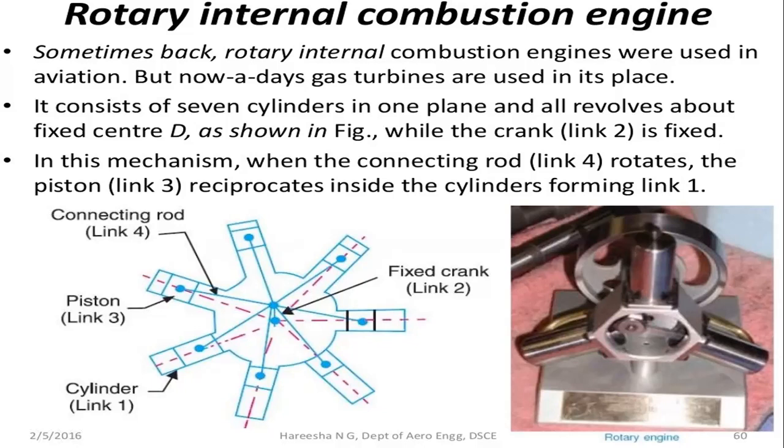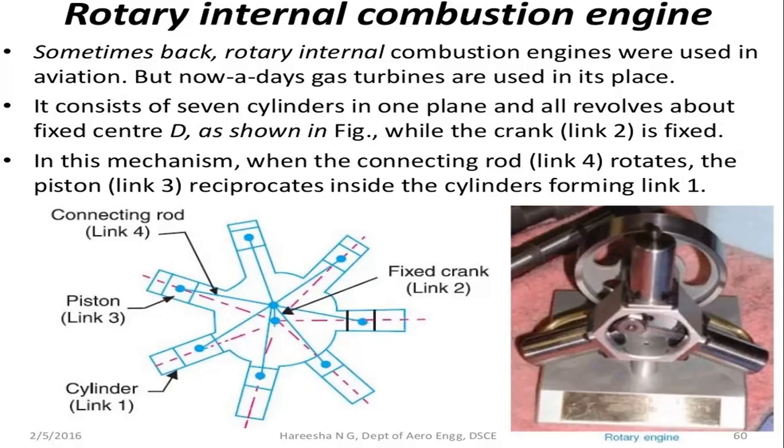You can see the real 3D view of the rotary internal combustion engine in the right side picture. So this is the 3D picture here. So this is a general picture of a rotary internal combustion engine. So here in total we have 7 cylinders, which are fixed to the crank here. All those have connecting rods which are fixed to the crank at the center position.